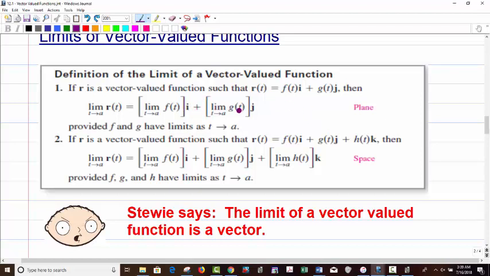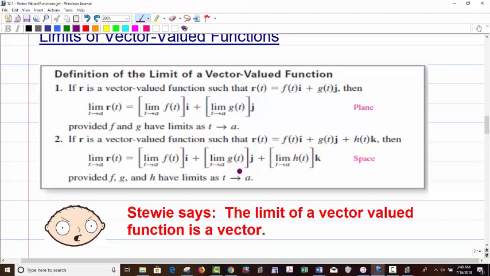And whether it's plane or space, you see the only difference between plane and space is that it has that k there. So what you do is you evaluate each individual limit, and then they go with i, j, k, or you can write them in component form. Now, if any one part of this does not exist, the whole thing does not exist.